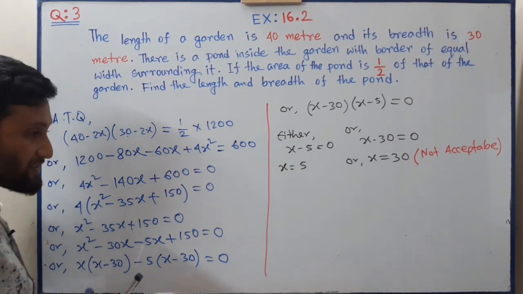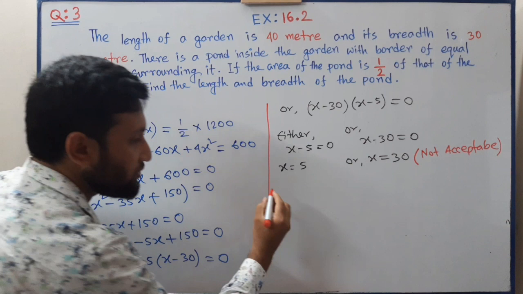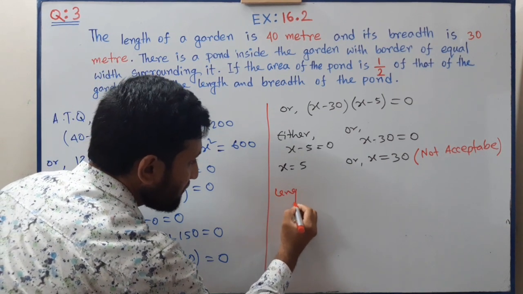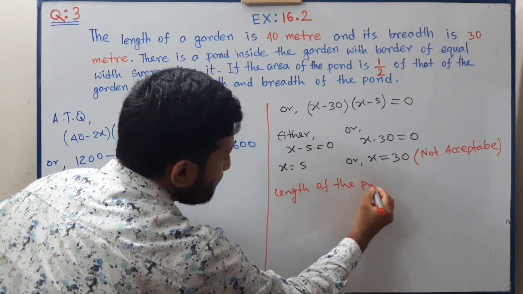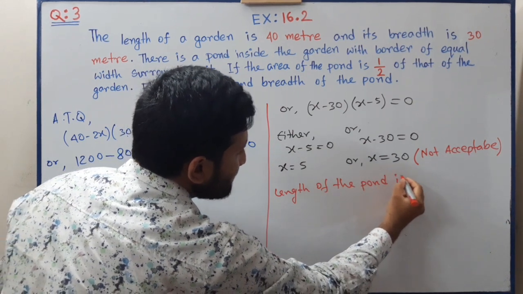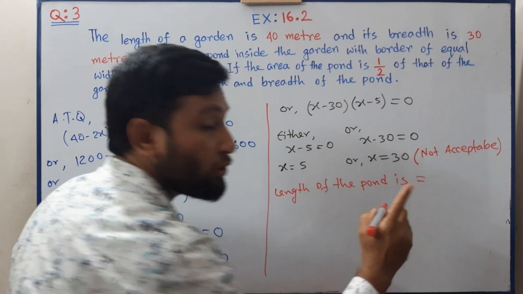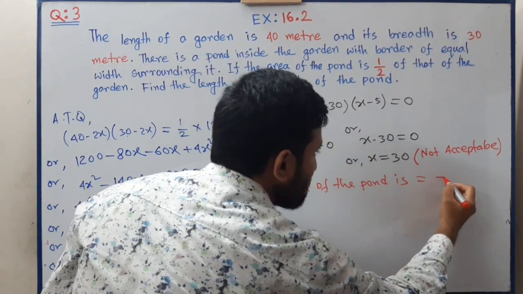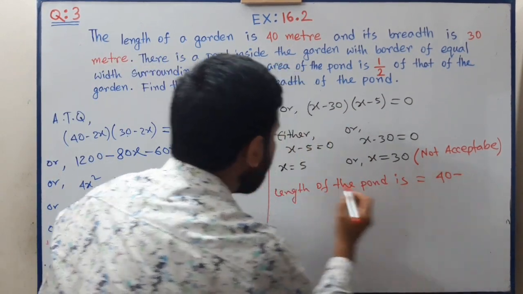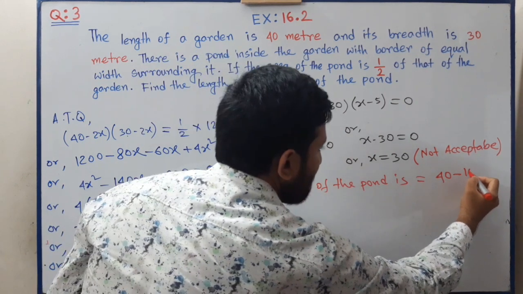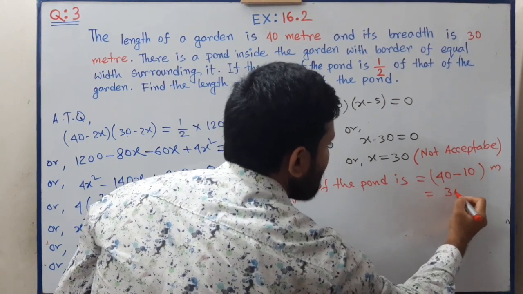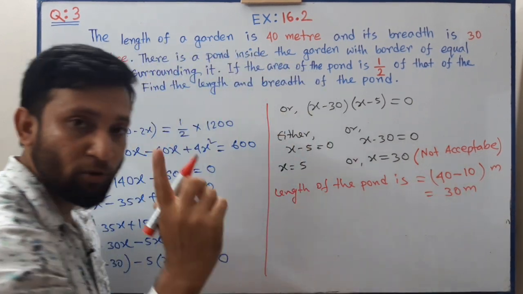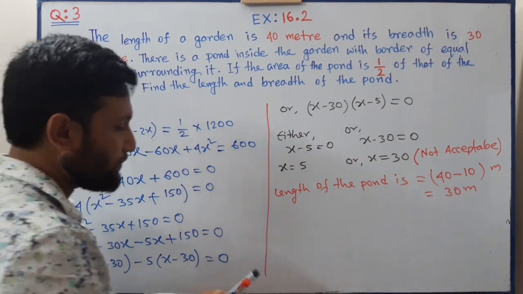So we can say that the length of the pond is equal to 40 minus 2x. So 40 minus 2x, 2 into 5, that means 10 meter. 40 minus 10, that means 30 meter. This is the length of the pond.